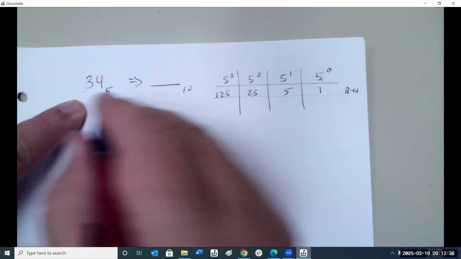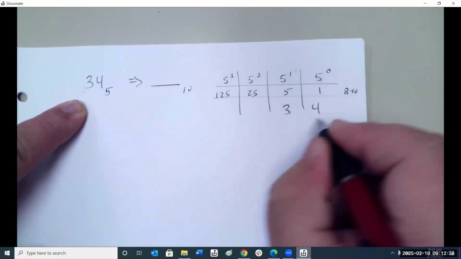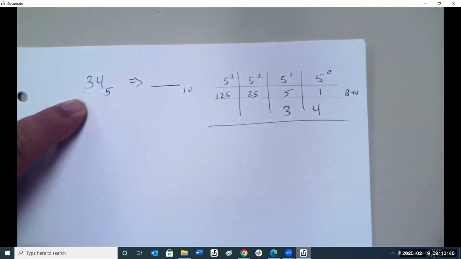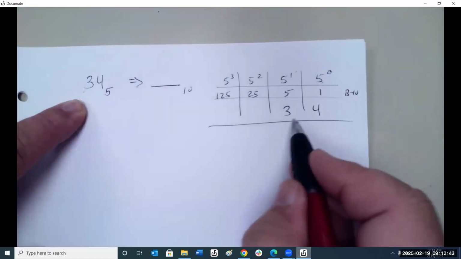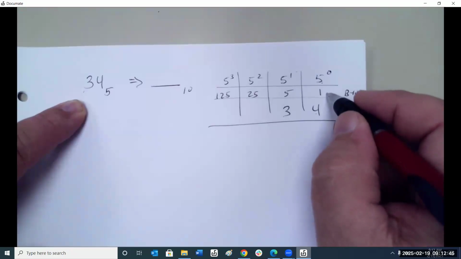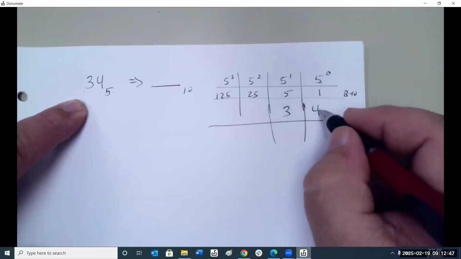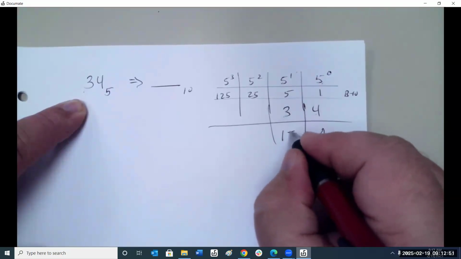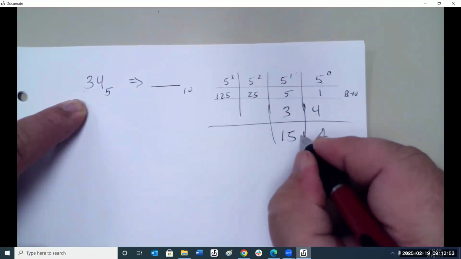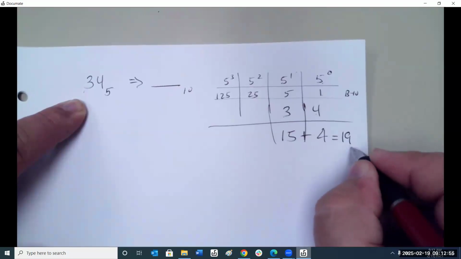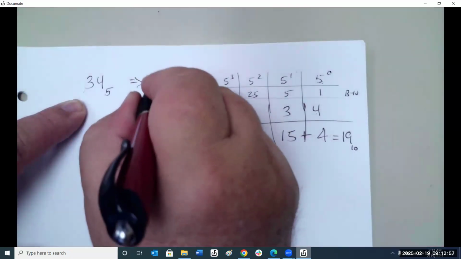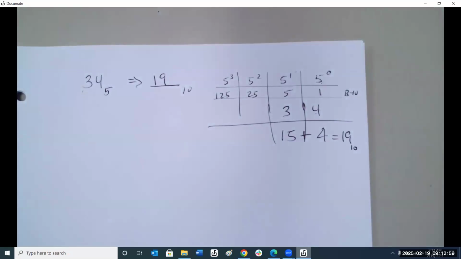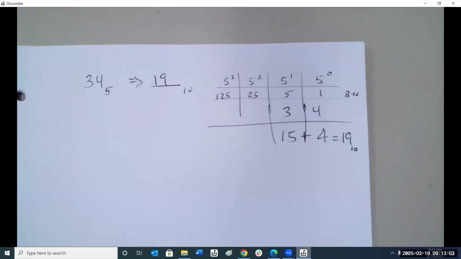So now we put the numbers 3, 4 inside there. Now we multiply. 4 times 1 is 4. 3 times 5 is 15. Add them together. So this is 19 base 10. Make sense?